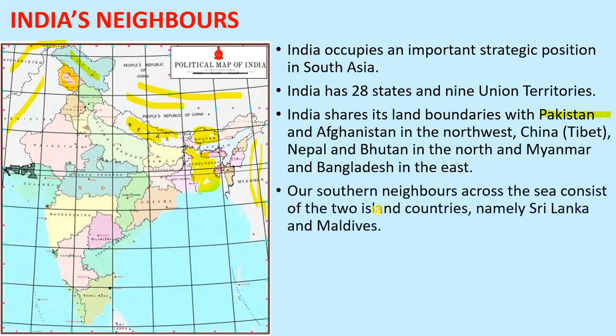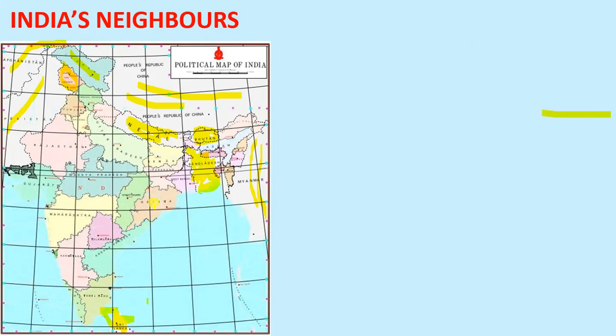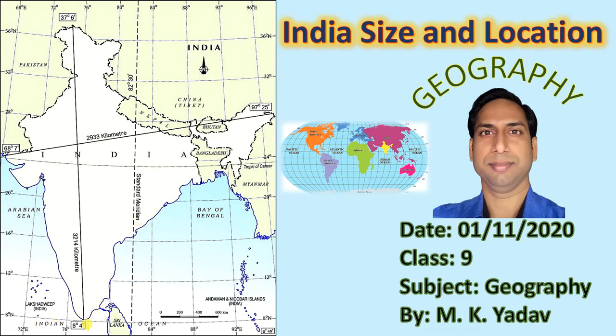In the east and south, our neighbors across the sea consist of two island countries, namely Sri Lanka. Sri Lanka is downside here, you can see. Maldives. Maldives is a little bit downside here in this map. It is not clearly visible. So the Maldives country is there. In the previous map, Maldives is also not visible here clearly.